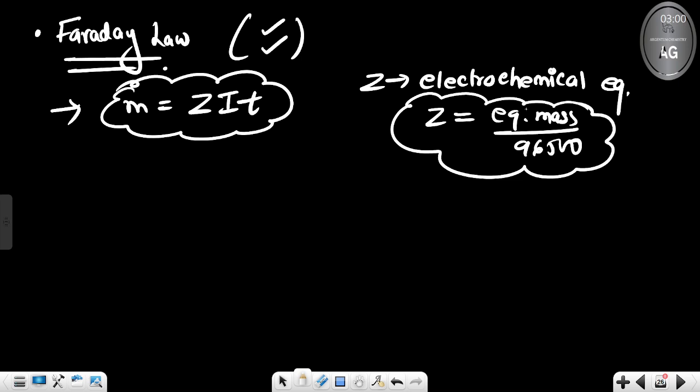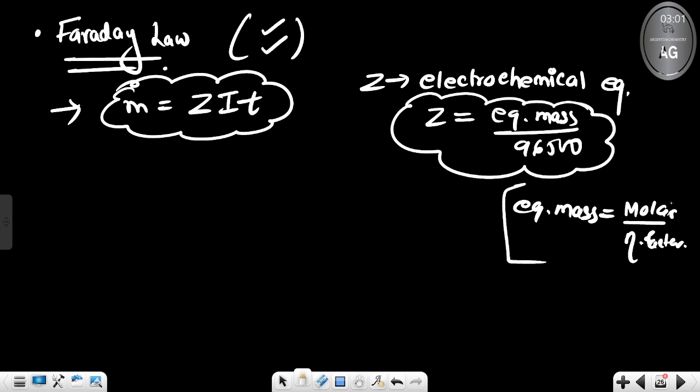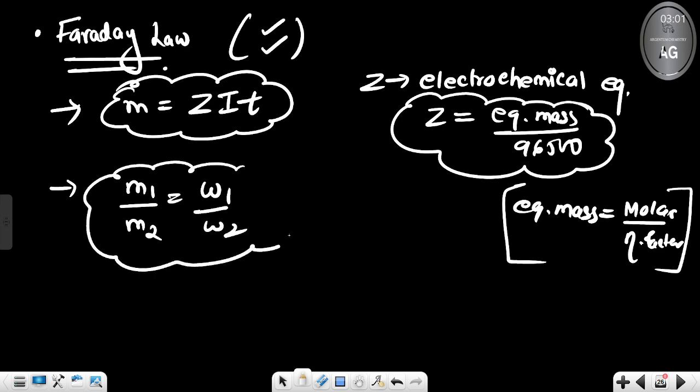If Z is given in the question, very good. Otherwise, you have to first find the equivalent mass of that substance. I hope you all know how to find it. Equivalent mass equals molar mass upon n factor. If it is an ion, then the ion's charge; if it's a metal, then valency, and all these are the n factor. So equivalent mass equals molar mass upon n factor. This is the first formula, M equal to ZIT. And according to the second formula, M1 by M2 will be equal to weight 1 by weight 2. Done. Two formulas.